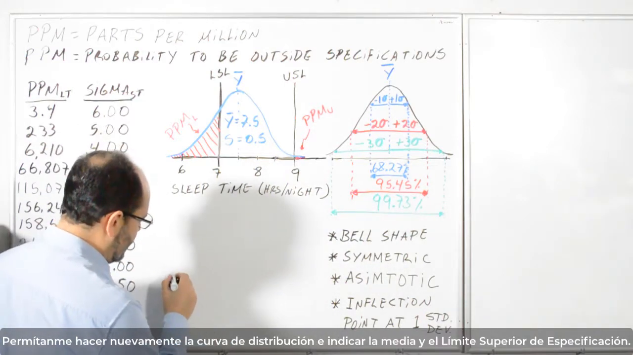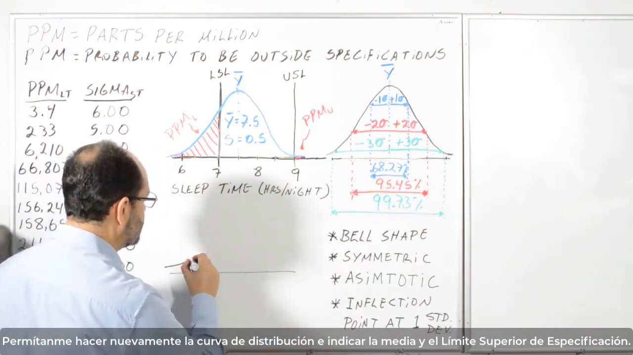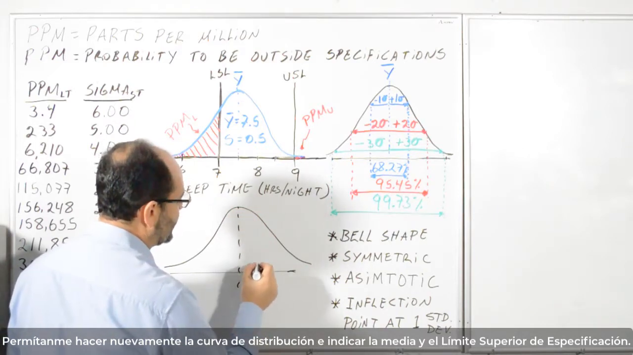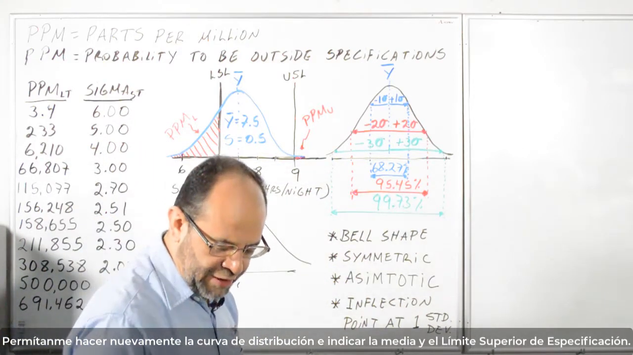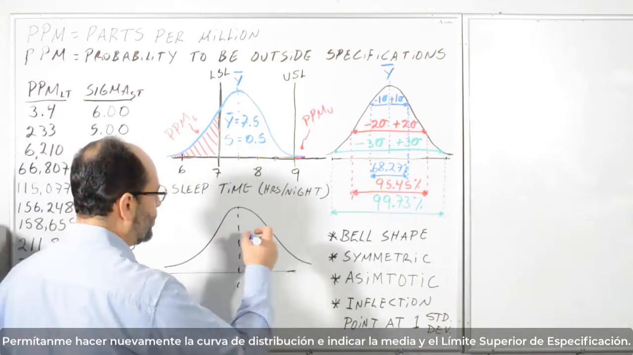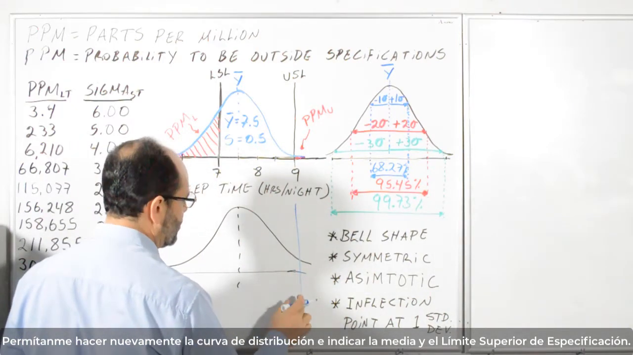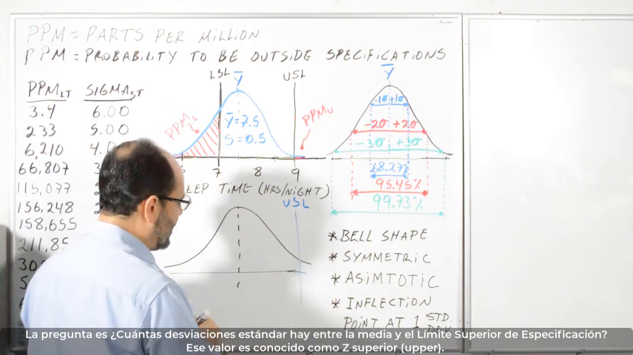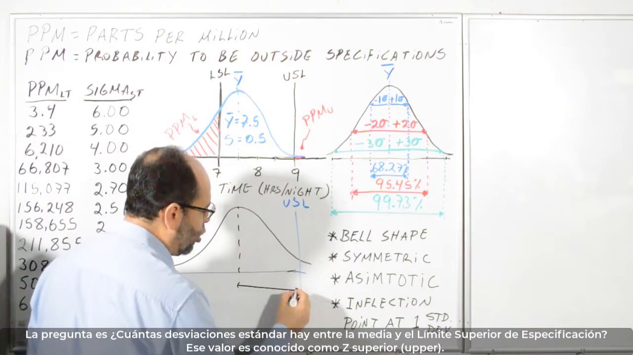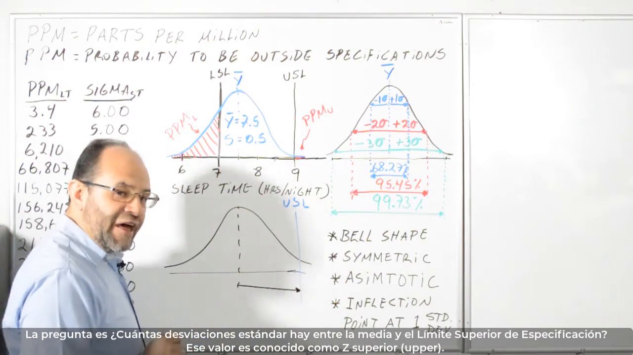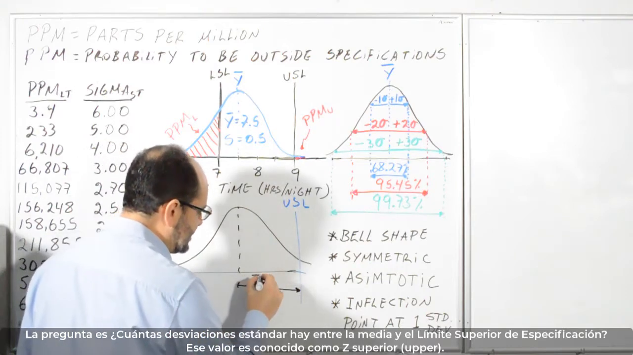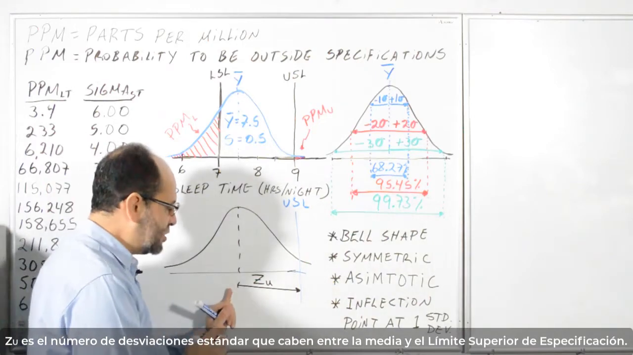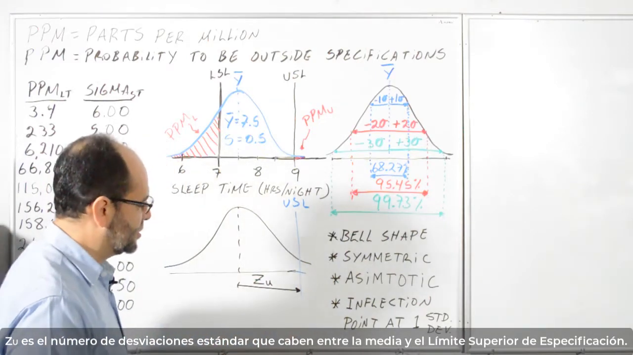I will do the area again here. I will do the distribution here again, and I'm having the mean here. Let me also say that I'm having an upper specification limit here. So this is my upper specification limit. The question is, how many standard deviations are there between the mean and the upper specification limit? That value will be known as Z upper. Z upper is the number of standard deviations that fit between the mean and the upper specification limit.